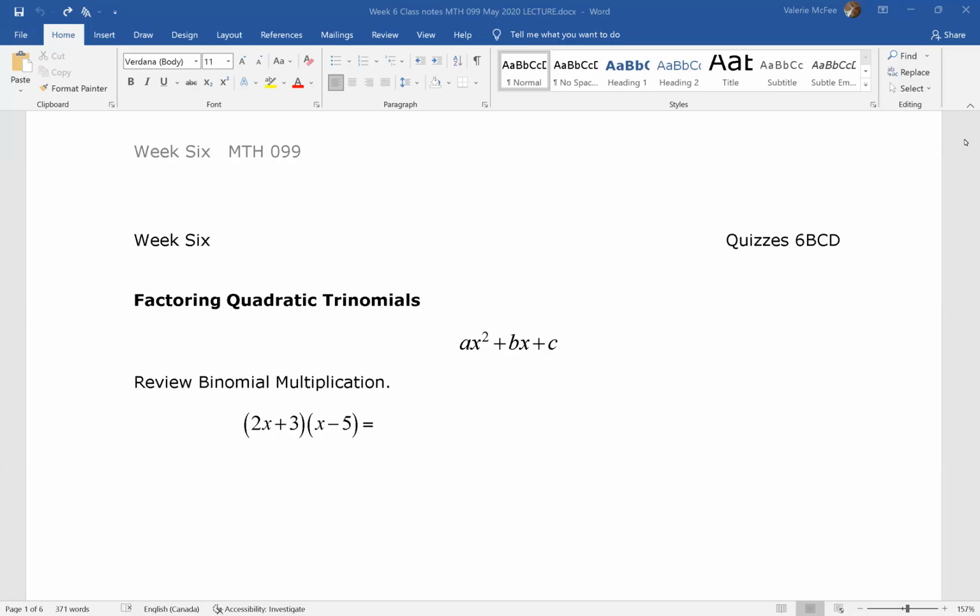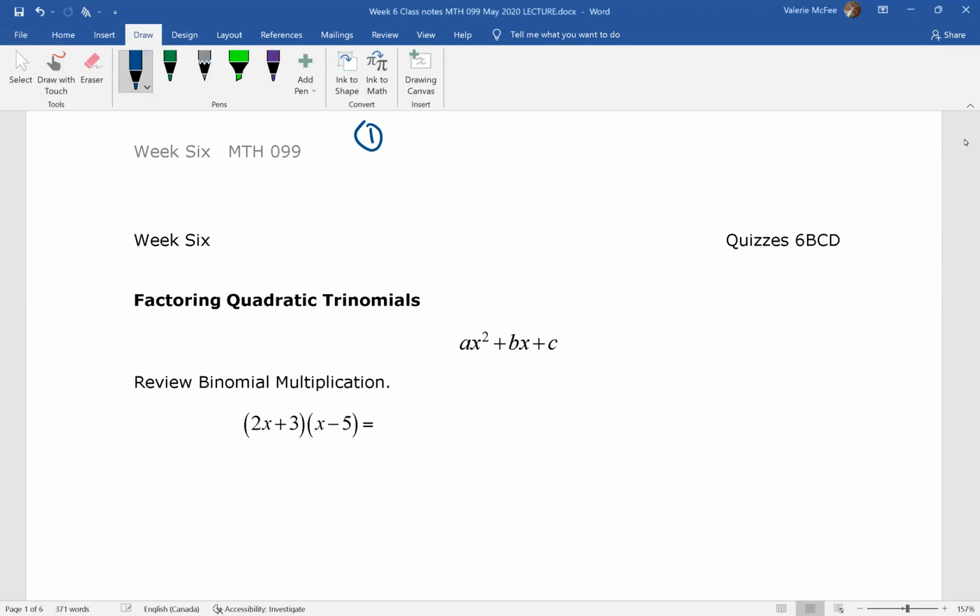We have more factoring to work on this week. Last week, we looked at two methods for factoring: one, using the greatest common factor, and two, factoring by grouping.